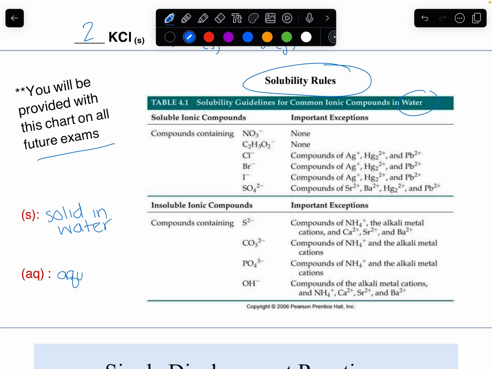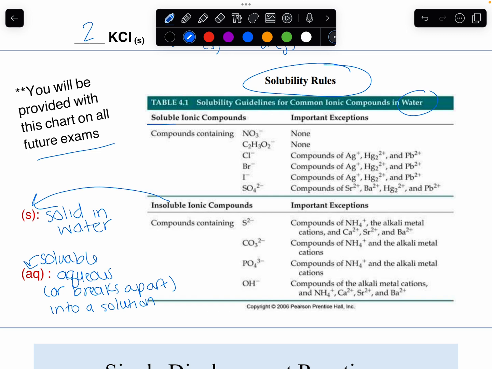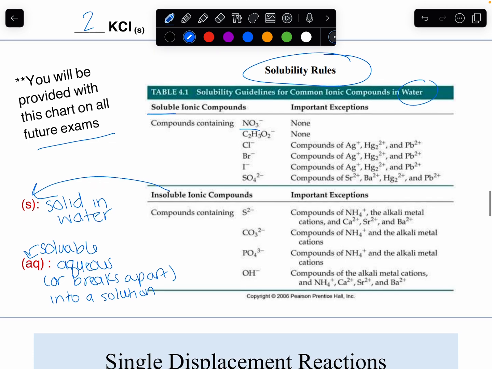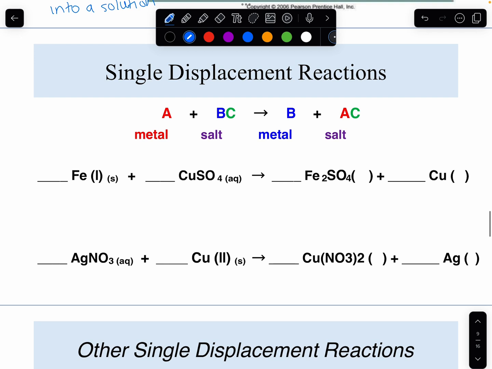Where AQ means it is aqueous. Or basically it breaks apart into a solution. Okay, so solid means it doesn't dissolve. Another word for S would be insoluble, where soluble would be more applicable to the AQ. Okay? So you're going to want to see what your compound matches with. If it has any of these, then you would read the rules or the exceptions. We'll do some examples of those in class. But you will always have that available to you.